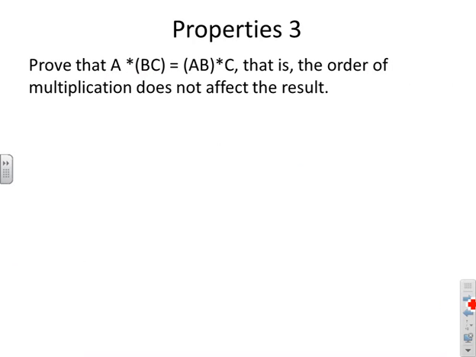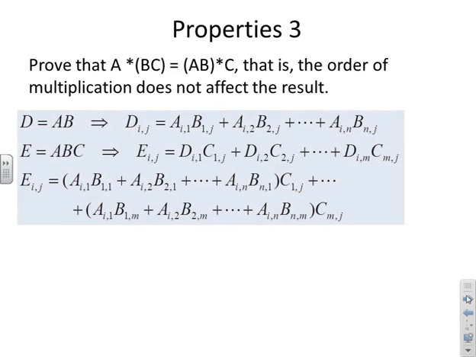Prove that A times BC equals AB times C. So what are we trying to do here? We're trying to say that the order in which you carry out the multiplication does not affect the result. Now that's really important because A, B and C are matrices, and so you might be thinking, well, if I do AB first and then multiply by C, if I do BC first and then multiply by A, I might get a different answer. So we need to check and confirm that you don't.